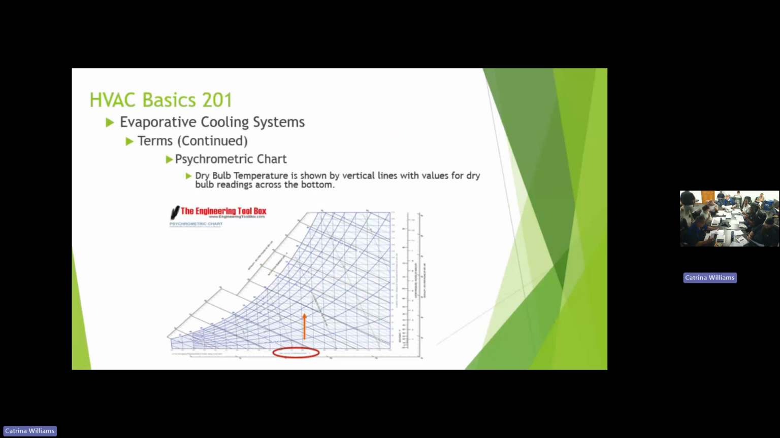So if you look at that now, across the bottom it says dry bulb temperature. And dry bulb temperature on this graph is red, it's the vertical lines. So you see the numbers down there, and then you see the vertical line that you can then plot upwards to intersect with another term later. So that's the dry bulb.